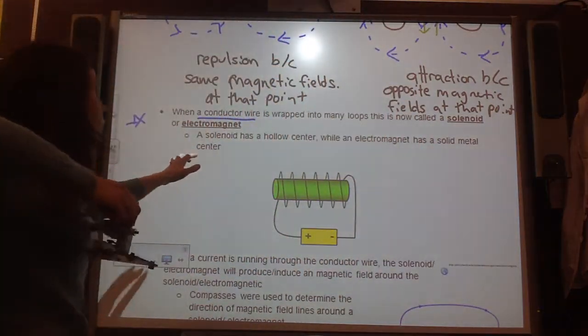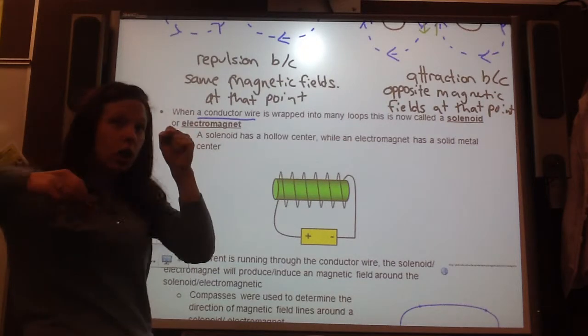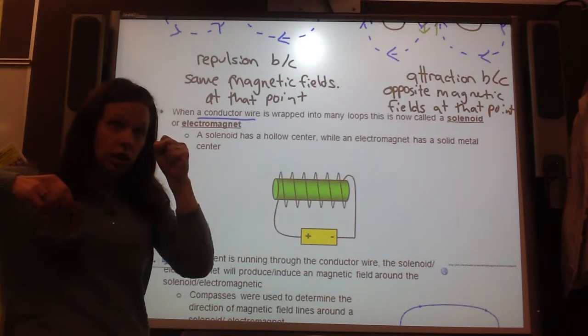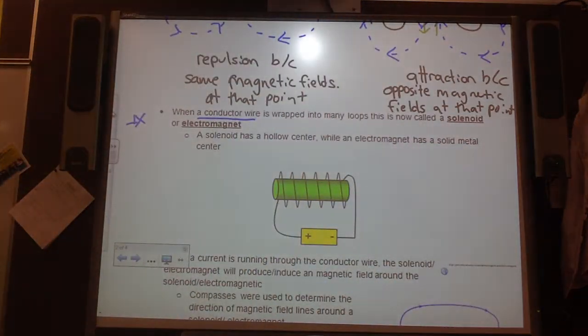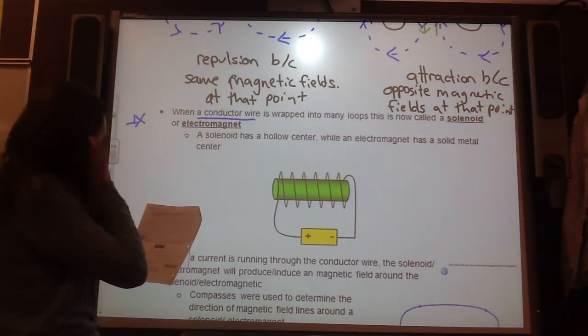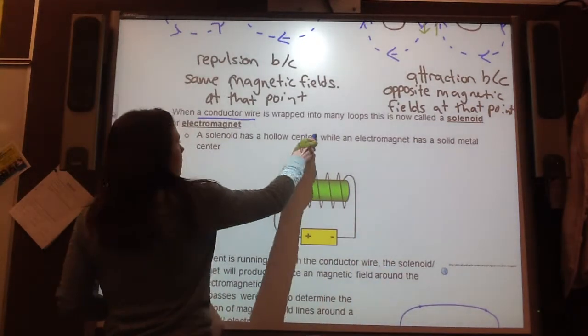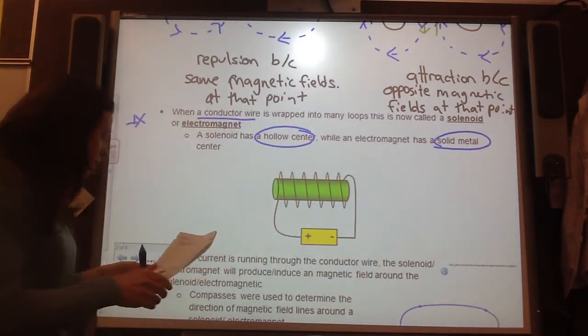A solenoid though will have a hollow center. An electromagnet has a solid center. Okay, so that's the difference between the two. I'll try and get this working too, and you can play with it. So it's now called a solenoid or an electromagnet. A solenoid has a hollow center, an electromagnet has a solid center. Okay?